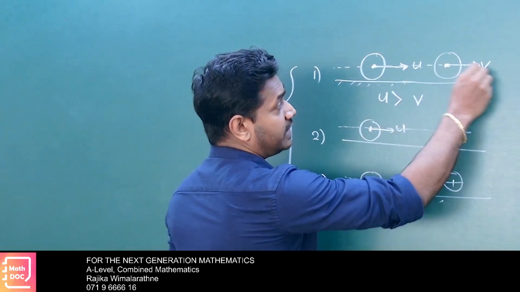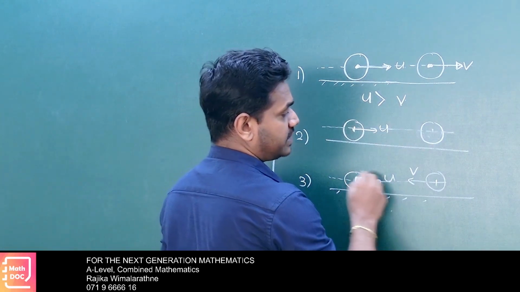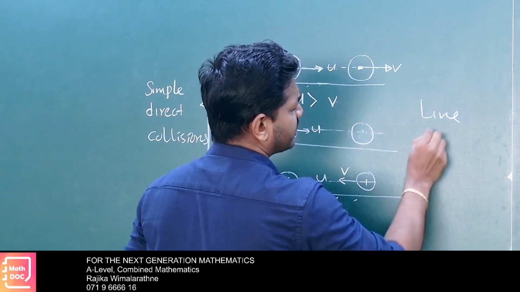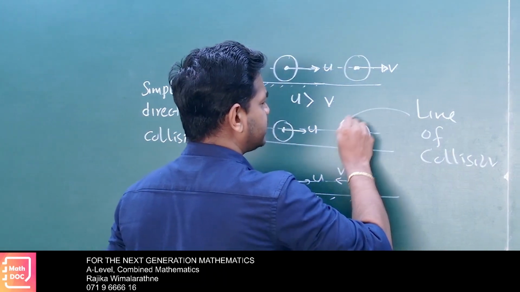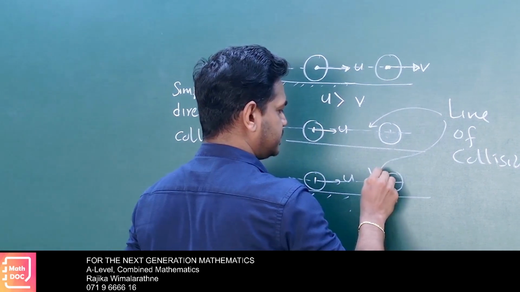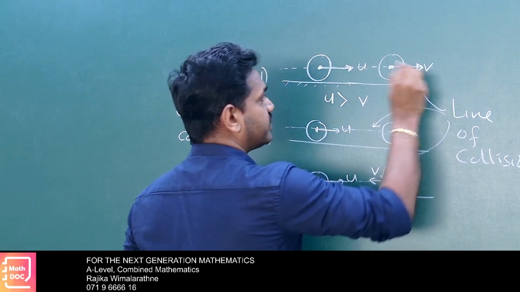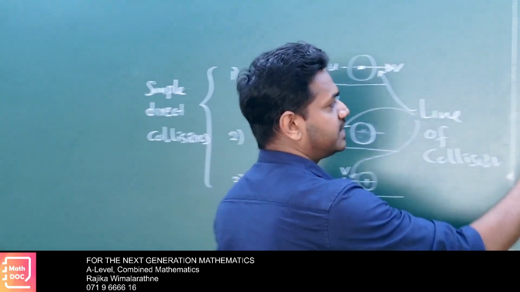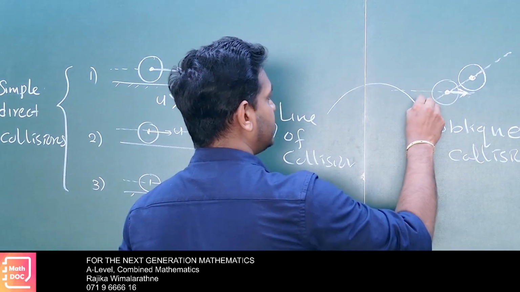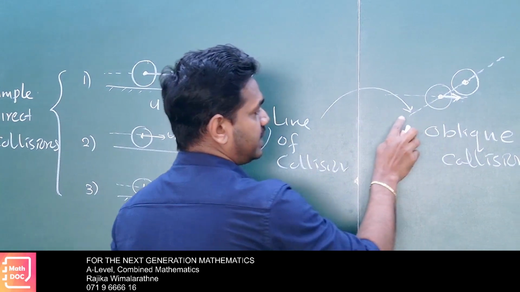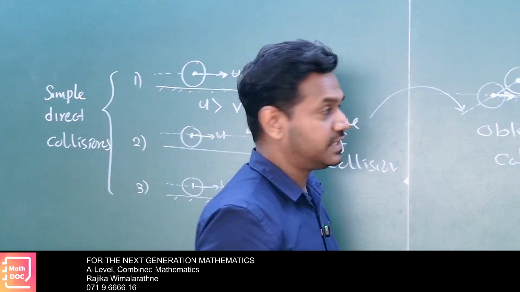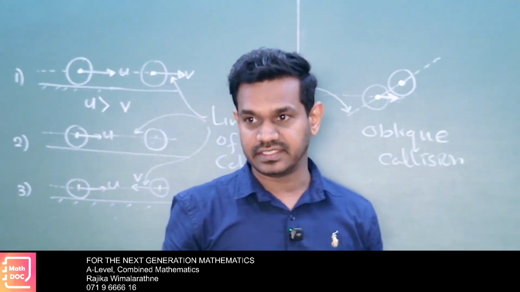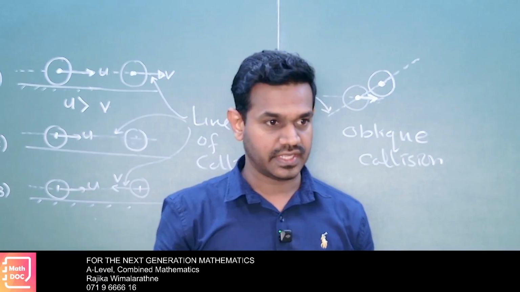This line we call the line of collision. In this case, the center joining line is the line of collision, not this one. When the velocity is along the line of collision, we say direct collision. Otherwise it is oblique collision.